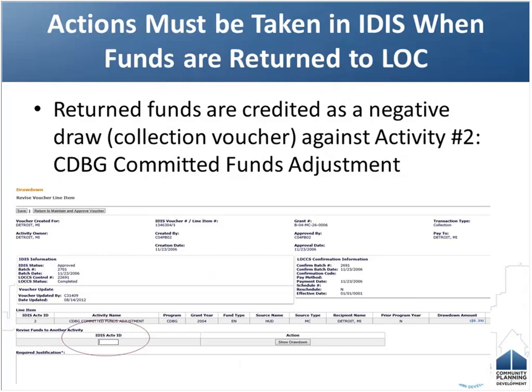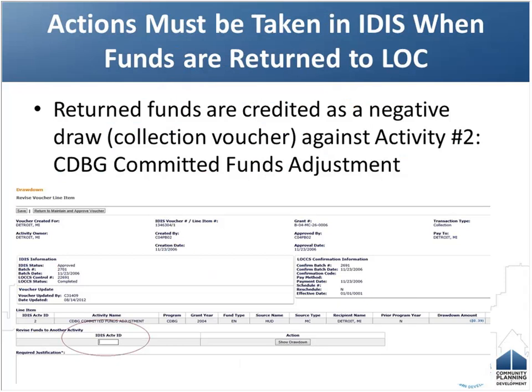So the action must be taken after funds were returned to line of credit. First, after funds are returned to the line of credit, it will be posted into IDIS as a negative draw under Activity 2. So from the time you wire funds to line of credit to the time you will see the negative voucher in IDIS normally could take about 10 to 15 business days.